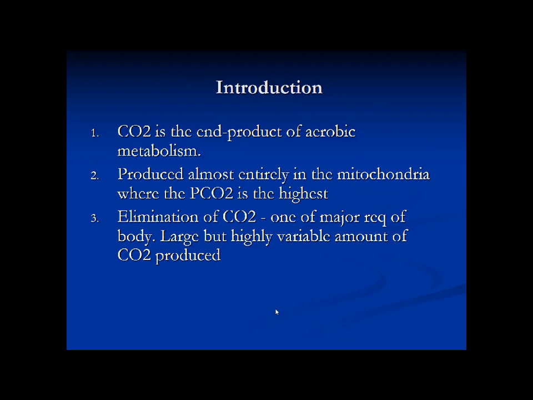In introduction, carbon dioxide is the end product of aerobic metabolism, produced almost entirely in the mitochondria, where the partial pressure of carbon dioxide is highest. Elimination of carbon dioxide is one of the major requirements of the body. Whatever amount of carbon dioxide is produced in the body must be eliminated. If it is not eliminated, it is very harmful to the body. Larger but highly variable amounts of carbon dioxide are produced every day.